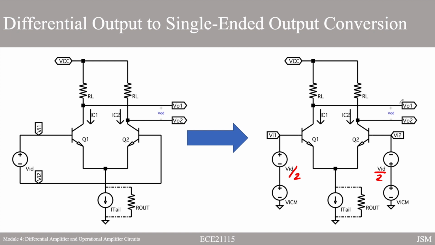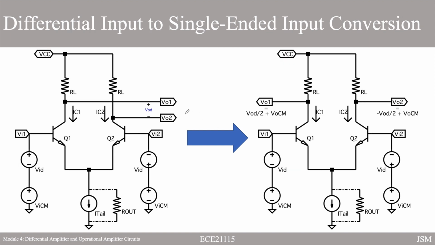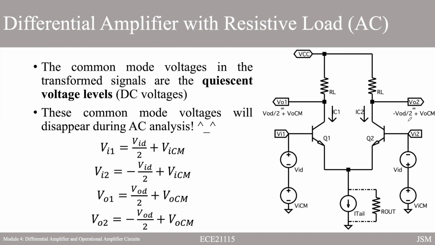So, ganun lang din pong gagawin natin. Pero instead of using voltage sources, dahil originally wala namang voltage sources dyan, bali quiescent points po ang ating hinahati. So, si VO1 can be represented as VOD over 2 plus VOCM. And VO2 naman is negative VOD over 2 plus VOCM. So, meron na po tayong single-ended signals po. As we can see over here.